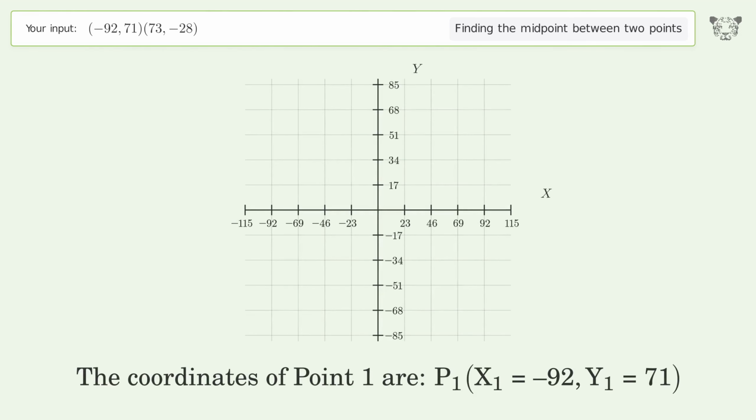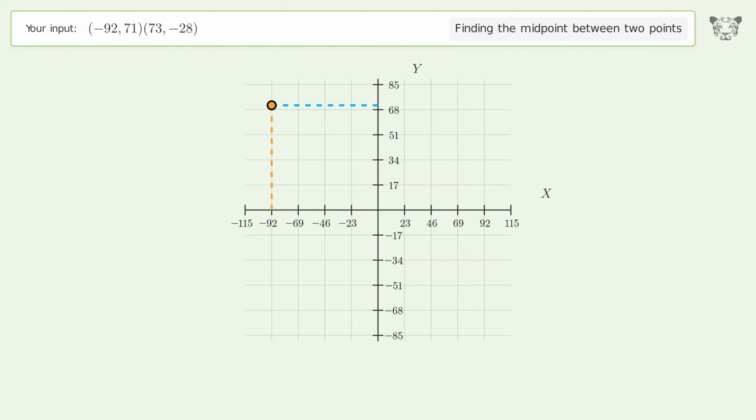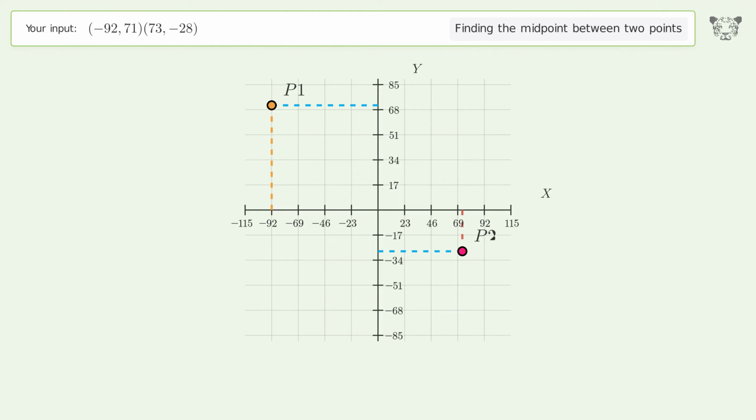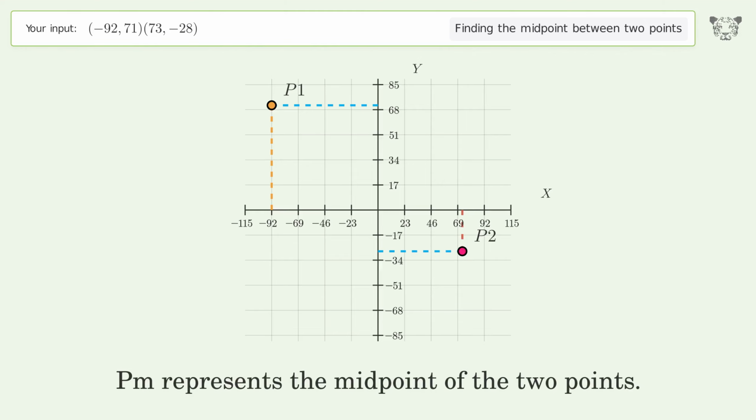The coordinates of point 1 are x1 equals negative 92, y1 equals 71. The coordinates of point 2 are x2 equals 73, y2 equals negative 28. PM represents the midpoint of the 2 points.